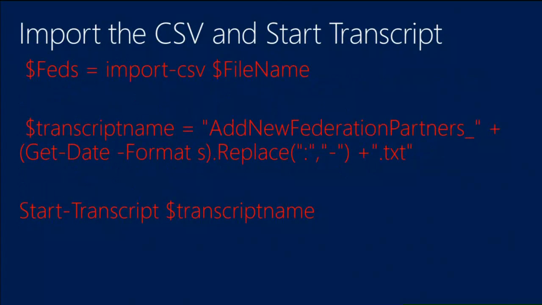So then we have our variable. Then we need to import the CSV file to create our array, which is our $feds at the top. Because we're creating something here, we want to record what happened and what was successful and what wasn't, so we need to start our transcript. The first element is to define our transcript name, put a timestamp on it, and then start the transcription with the code.